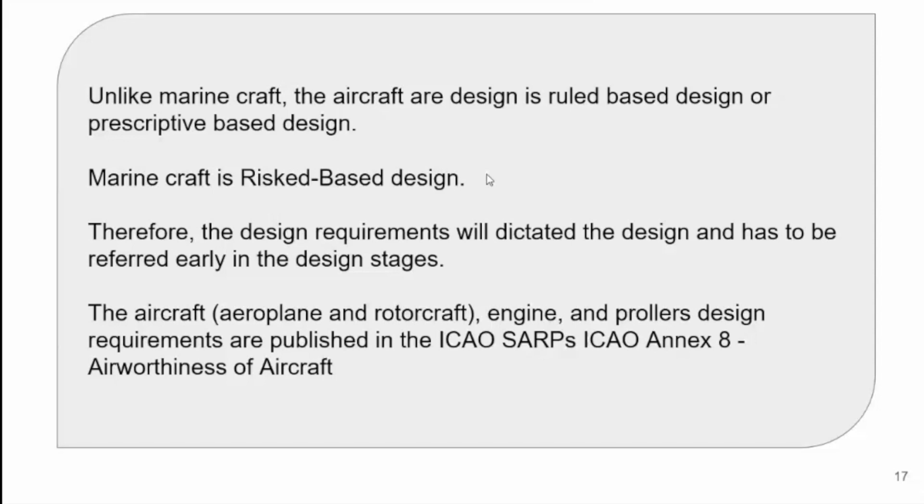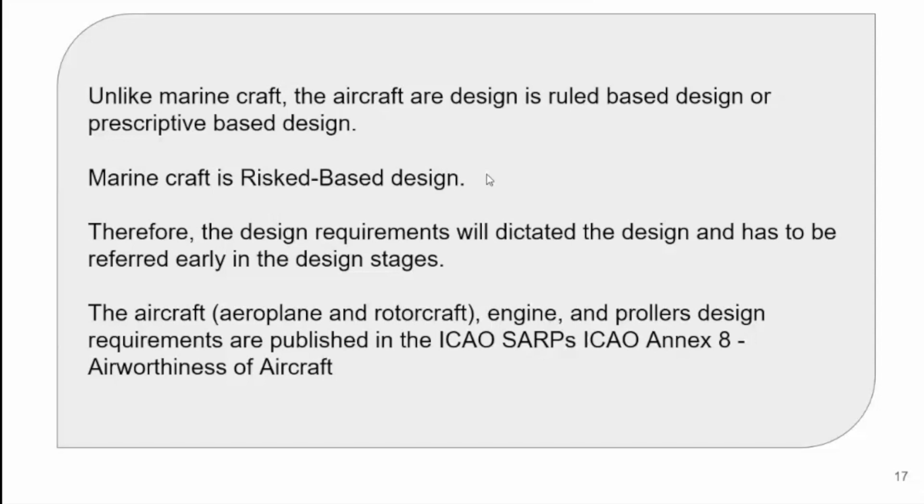So because our design is prescriptive, or rule based, we have to look at the requirements early in the design process, because they are very difficult for us to maneuver if we get a problem. And it's something that we need to follow up to the end of the project. If you're unable to comply with some of it, it will be very costly, and you may end up having to redo the design or change the design.